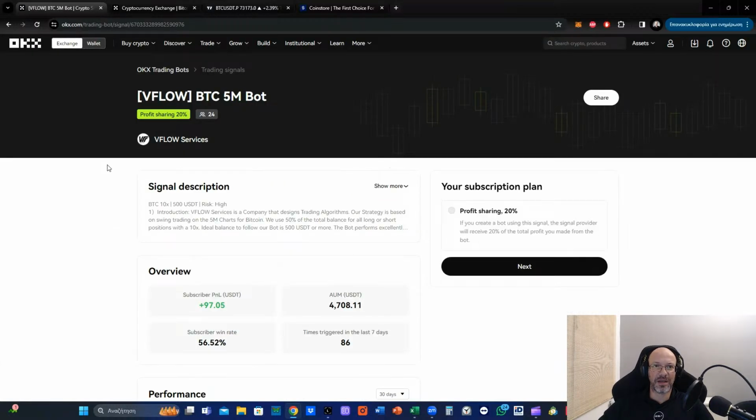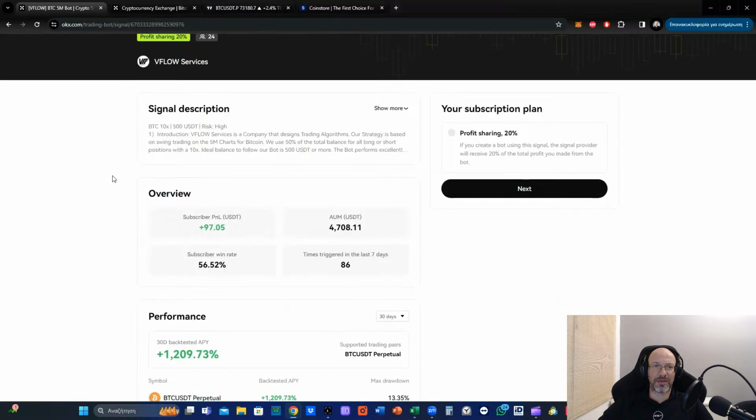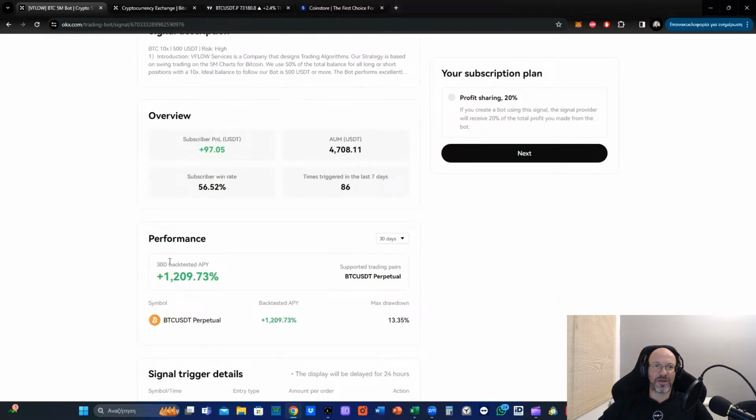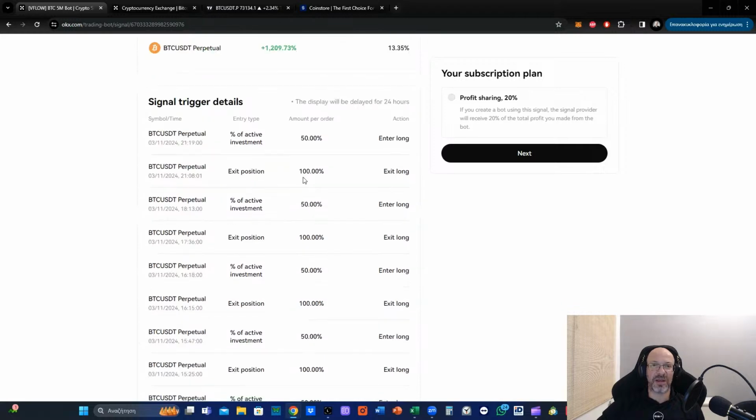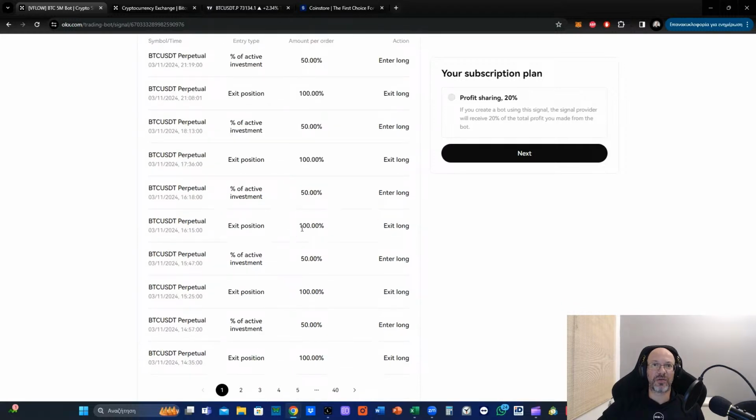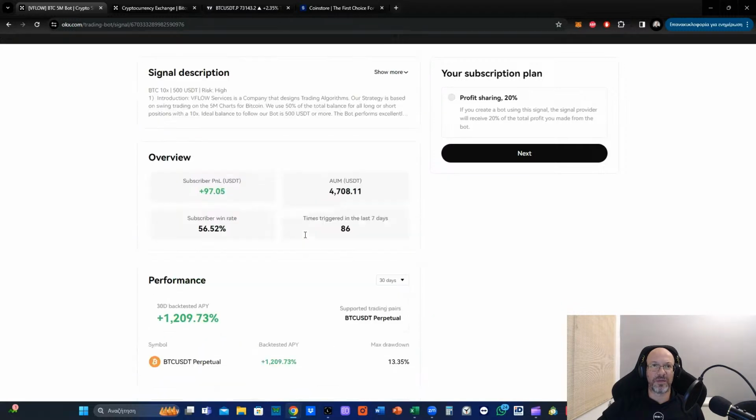we can go directly to the page of OKX, and you can see the success rate and the 30-day backtest API. This is the backtest result from OKX, meaning that its projection for the next 30 days is this ROI. We have the subscriber PNL, the subscriber win rate, and how many alerts, how many times it has triggered in the last 7 days, 86 trades, as you can see here. And with a 24-hour delay, you can see the trades available on the system.